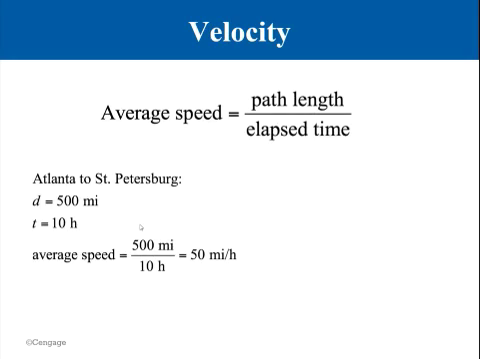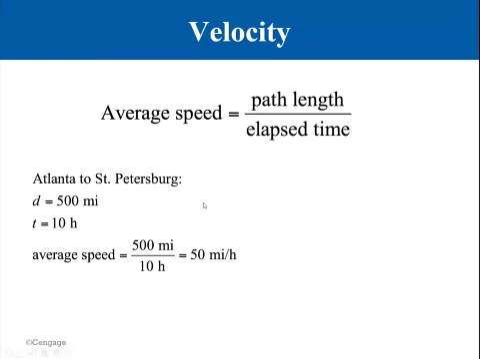For example, if you drive your car from Atlanta to St. Petersburg, the distance is 500 miles. It took you 10 hours. The average speed is 500 miles, that is the distance, divided by the elapsed time, 10 hours. So the average speed is 50 miles per hour.